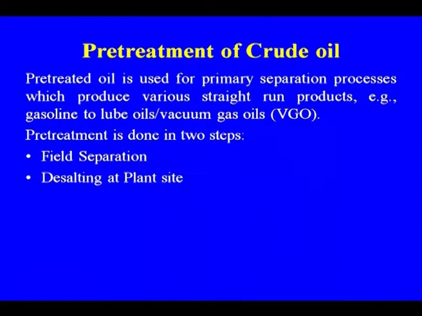One step is the field separation, which takes place when the crude we are getting after drilling is processed for the separation of sediments, water and sour gases. That is taking place at the site itself. Just like at Hajra, we have the pre-treatment facility in the ONGC plant, and some other ONGC plants also have pre-treatment facilities.